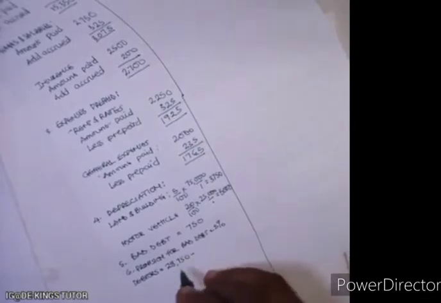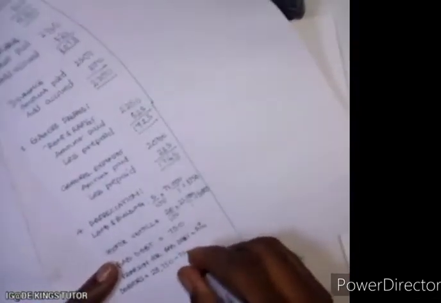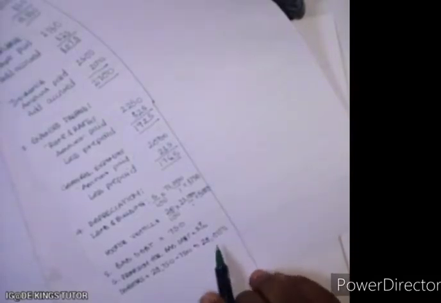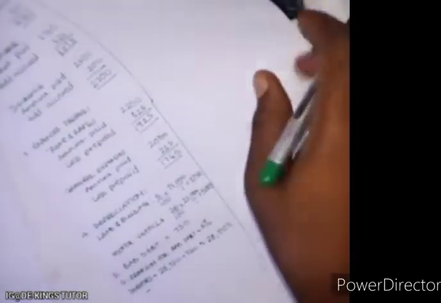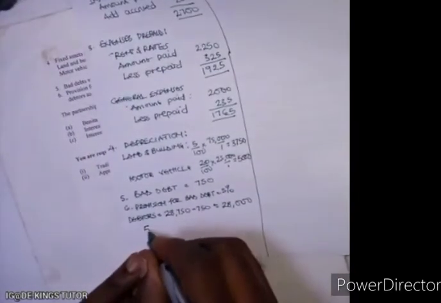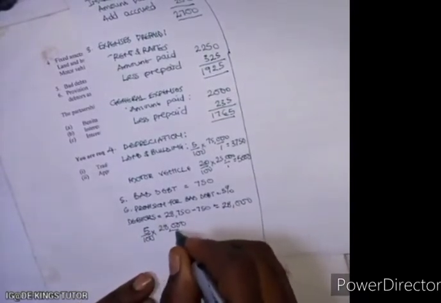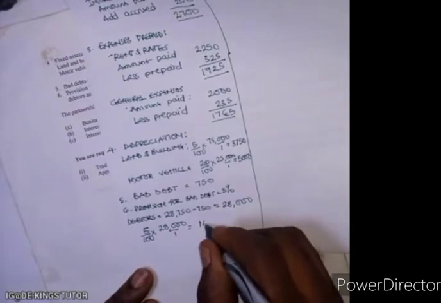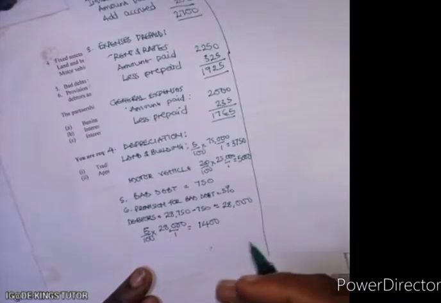So 28,750, which is the debtors figure, minus 750, which is already bad debt. You now have 28,000. So this 28,000 is the new debtors figure that will be used to calculate the provision for bad debt percentage. So we'll now have 5% times this debtors figure, 28,000. Okay, on my calculator, 5% of 28,000 will give me 1,400. Remember, when it comes to provision for bad debt, we don't explicitly write the amount we calculated. We have to get the difference.